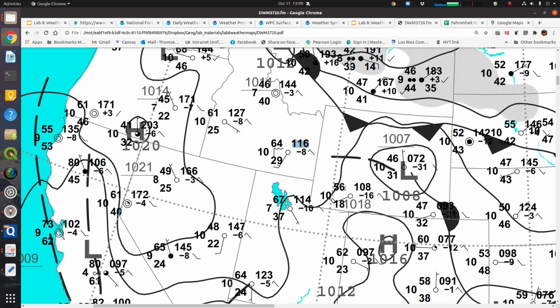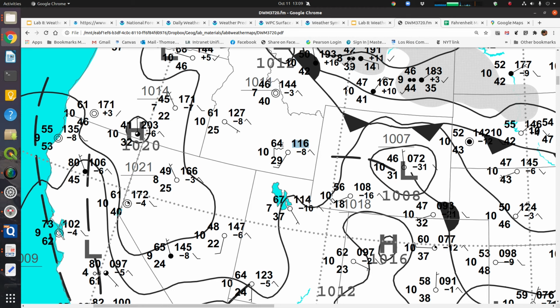1007.2. Here we've got 1010. Here we've got 1011.4, 1011.6. Over here, this is the 1016 millibars. So we've got 1014.7, 1016.6, 1017.2, 1017.1, 1017.1, 1012.7. So back to this one though.